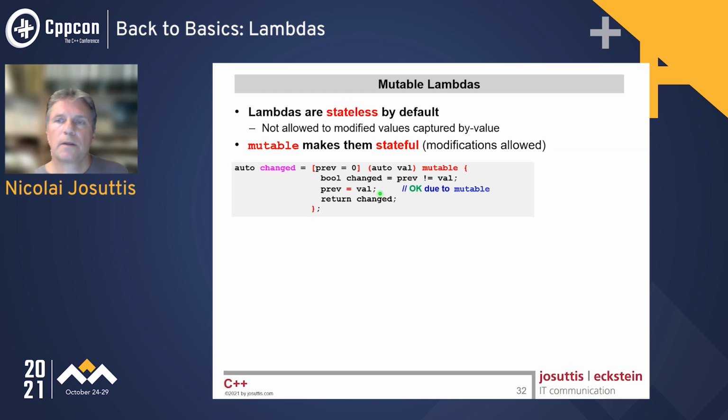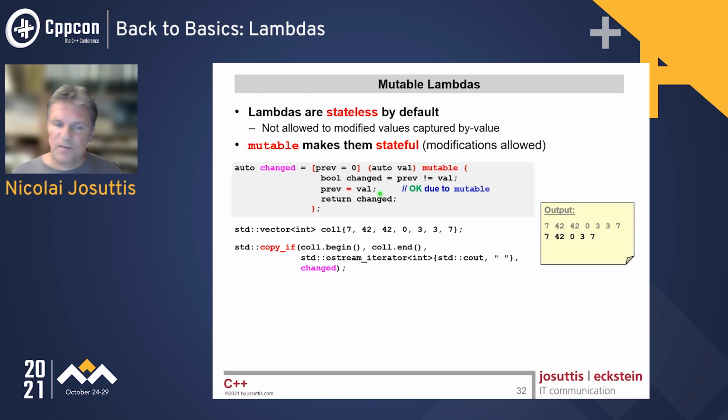So now let's use that. Vector of int, copy all the elements from this vector that changed. So we're using this lambda. So where the new value is different from the previous value, the first value is 0. Okay, so 7 is different, 42 is different. Oh, that's not different. That's filtered out. 0, 3, 3 again is not copied, and 7. So this is the output of this call.